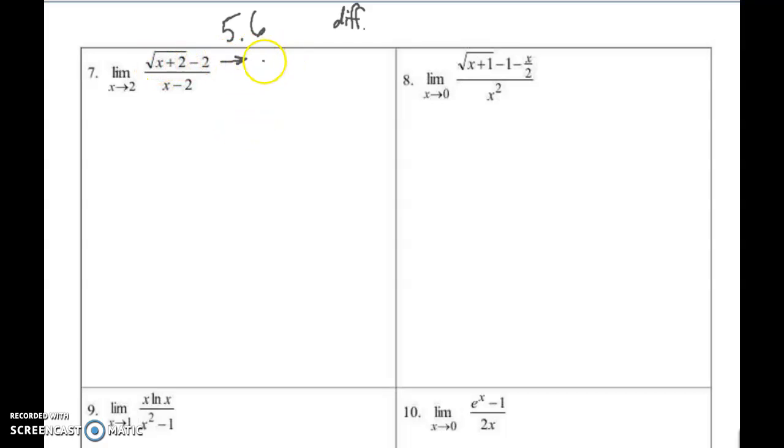And if you want to, you can even show the square root of 4, because 2 plus 2 is 4. They expect you to be able to do most of this math in your head. 2 minus 2 equals 0. So write some sort of statement that explains why 0 over 0 implies L'Hopital's rule.